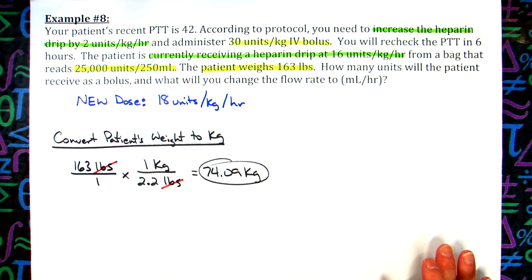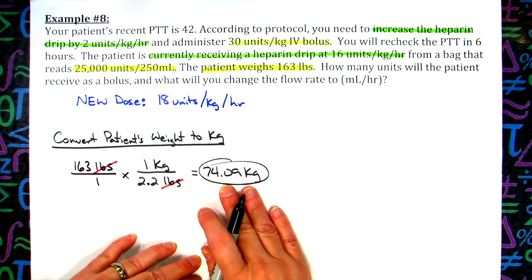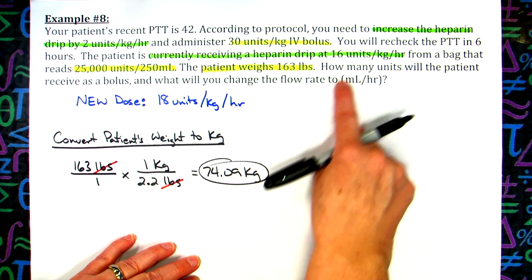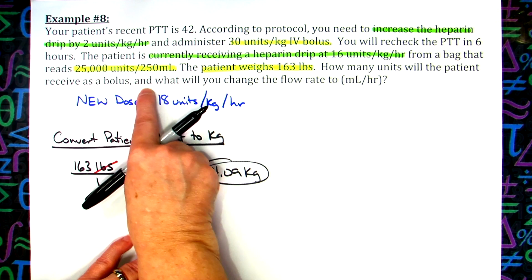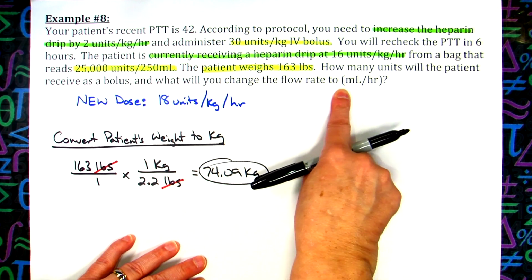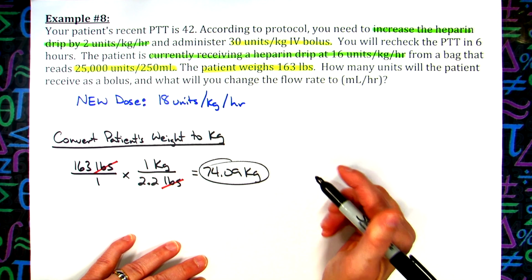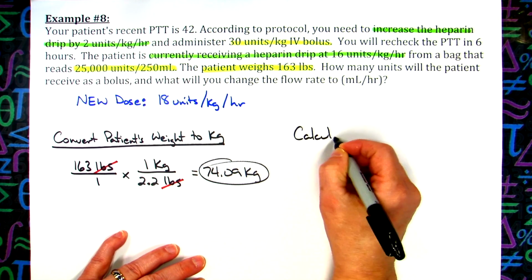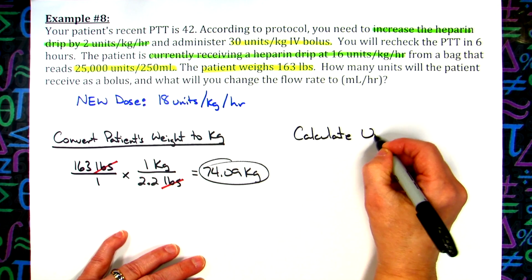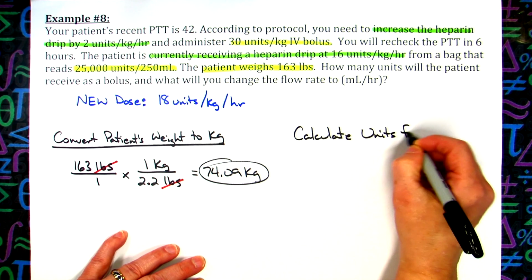Now let's go ahead and do the one where we're going to need this. How many units will the patient receive as a bolus? Okay, so that's one question. And then what will you change the flow rate to? So we'll do the first question first here. We've got to calculate the units for the bolus.